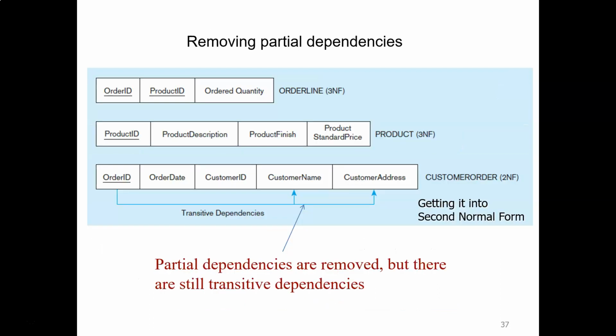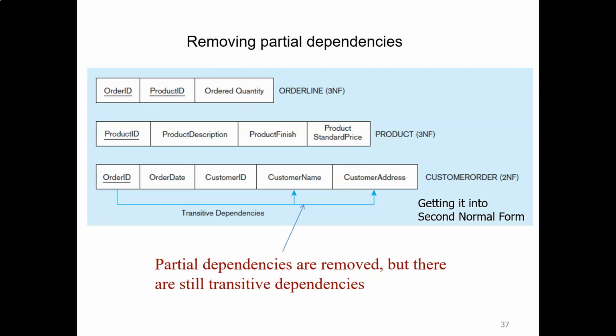To get rid of the partial dependency, we are going to decompose this table into 3 tables. We are going to create an order line table, which has the order ID and product ID determining quantity, and then we also have a product table and a customer order table. Now the first 2 tables are in the third normal form.